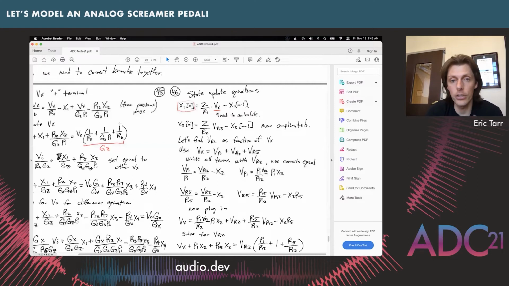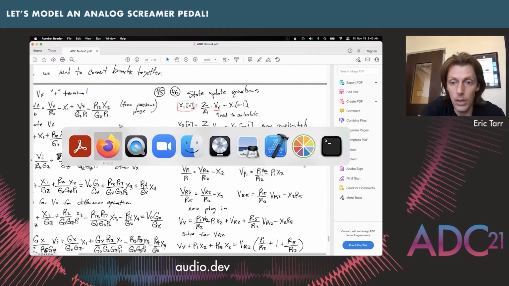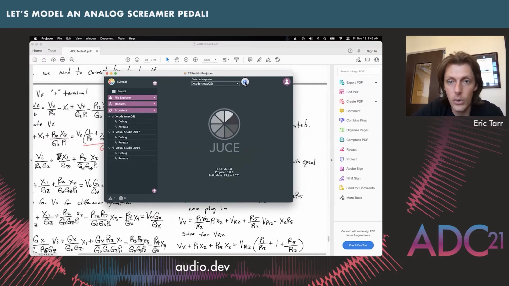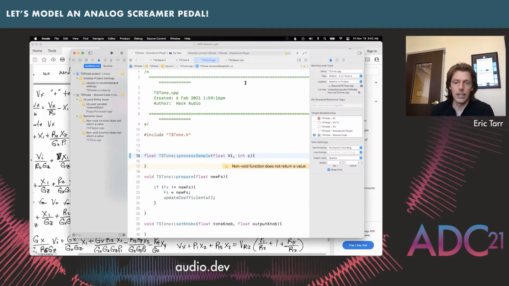Let's switch over to JUCE now and start working on the tone section and see if we can get that functioning before we take our next break. So I'm going to go over now and pull up the JUCE one here, the TS pedal. Let's go ahead and launch that in Xcode, or if you're using Visual Studio, go for that.